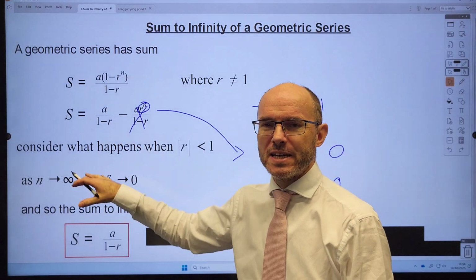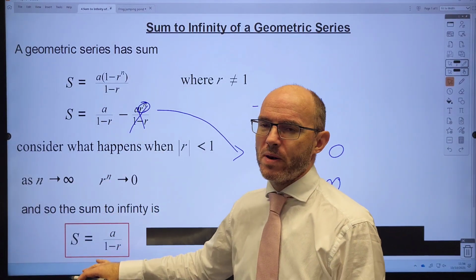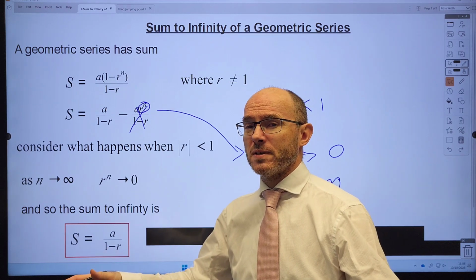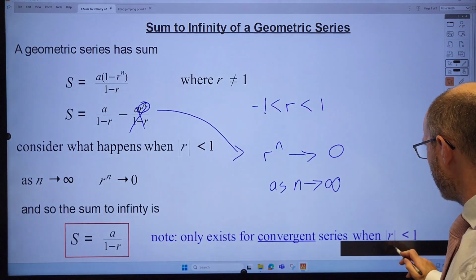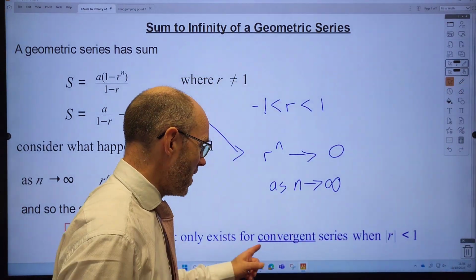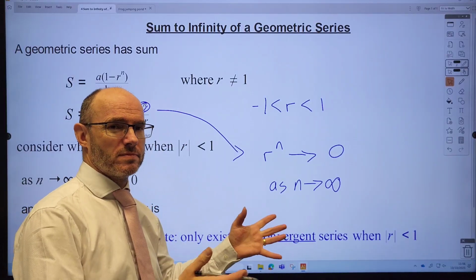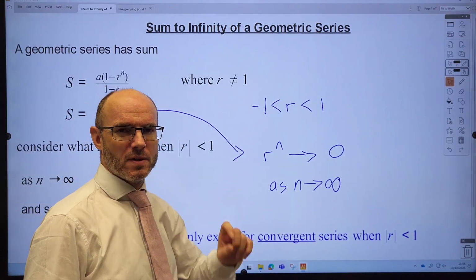Okay, this is just neatly written. Okay, a over 1 minus r. And that is your sum to infinity. Okay, that is your sum to infinity, only for, as I said, a convergent series. That is when modulus of r is less than 1.